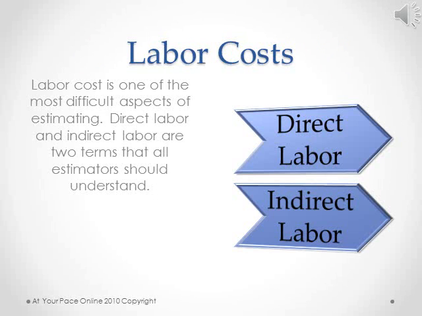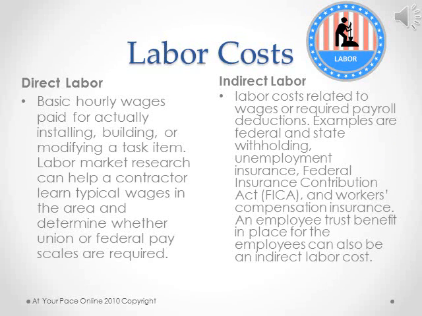Labor cost is one of the most difficult aspects of estimating. Direct labor and indirect labor are 2 terms that all estimators should understand, and on the next couple slides we're going to discuss both of those. Direct labor: basic hourly wages paid for actually installing, building, or modifying a task item. Labor market research can help a contractor learn typical wages in the area and determine whether union or federal pay scales are required. Indirect labor: labor costs related to the wages or required payroll deductions.